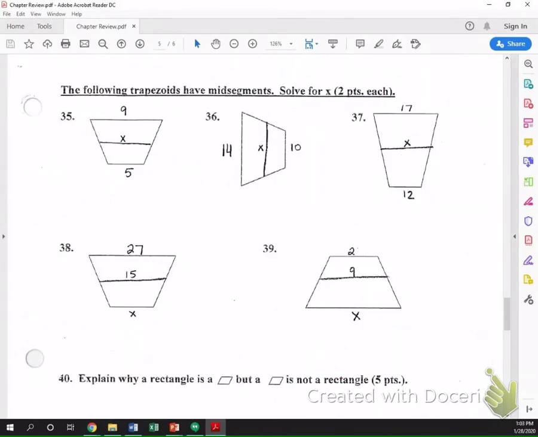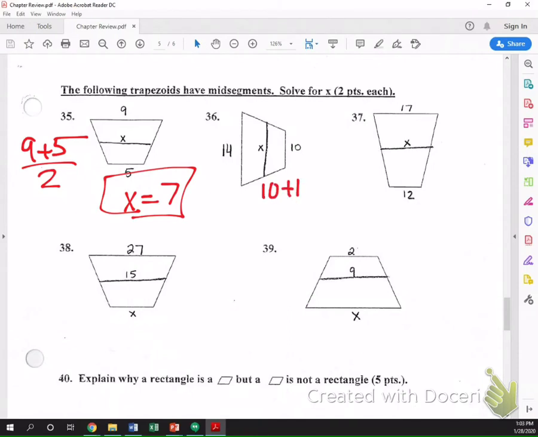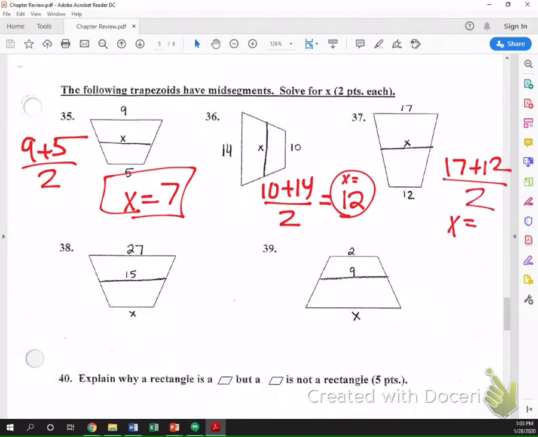All right, how do you find the midsegment? You add the two segments that you have and then you divide by 2. Add them together, divide by 2. x equals 7. Good. Once again, add the two segments, divide by 2. 24, or 12. All right. 37. Add the two segments, divide by 2. 29 divided by 2 would be 14.5.